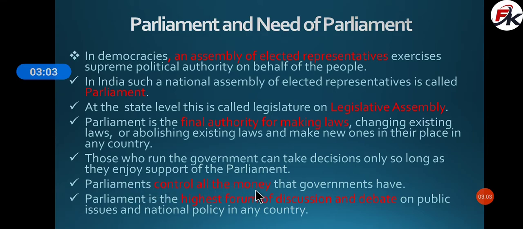Parliament controls all the money that governments have, the country's public money or the tax money or whatever money the country has. The Parliament controls all of it. Parliament is the highest forum of discussion and debate on public issues and national policy in any country. This is where the assembly meets and discusses and debates on a particular issue for the country to come up with decisions.